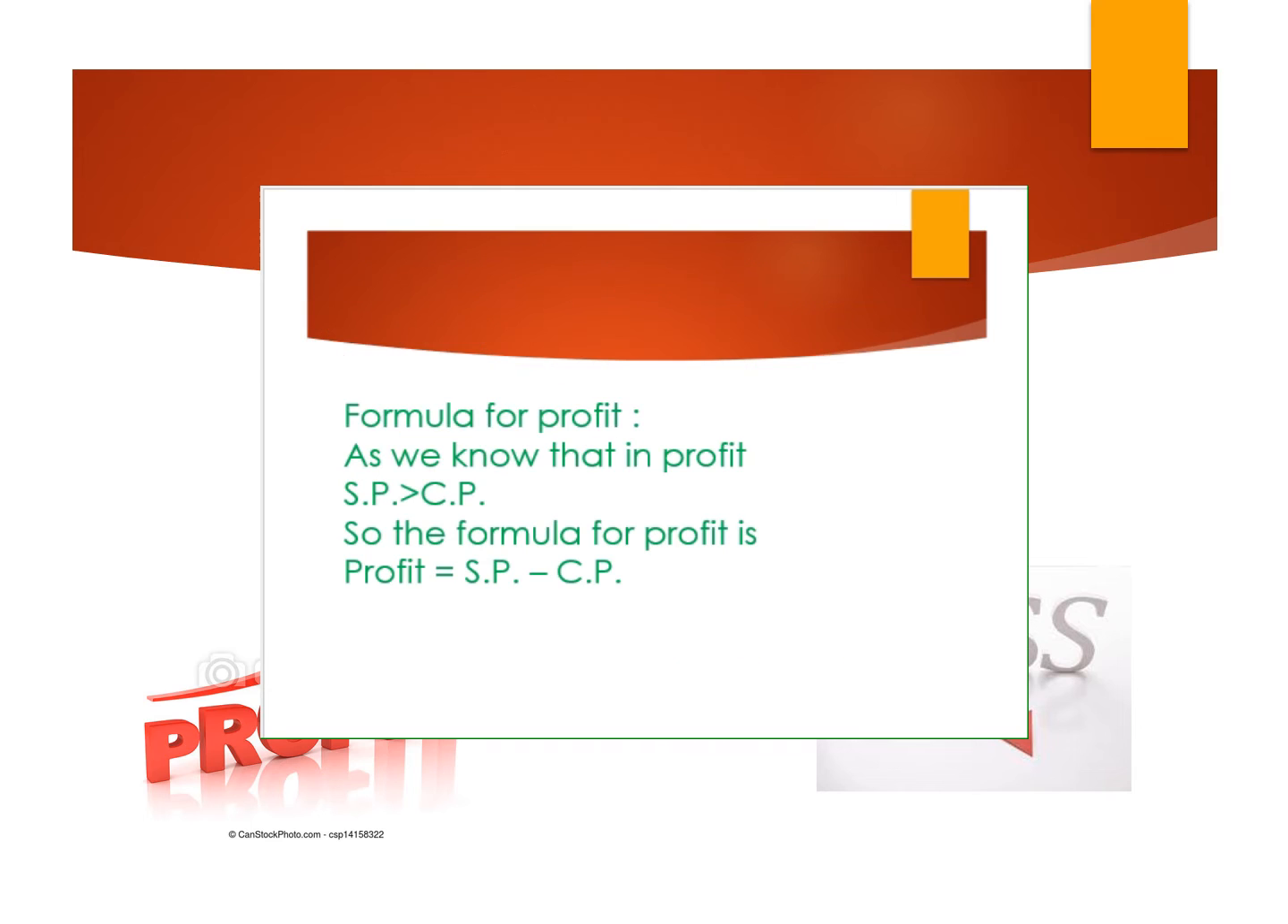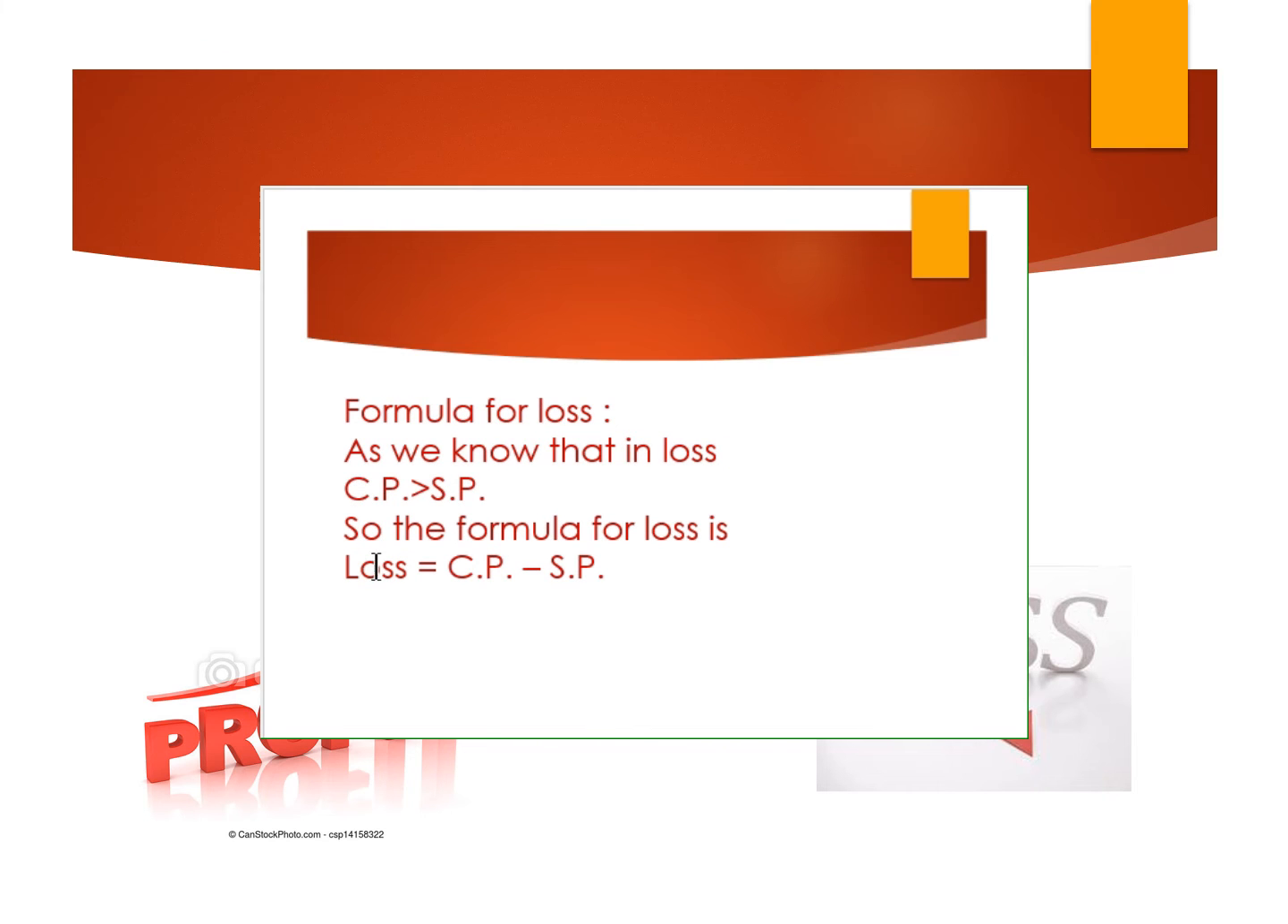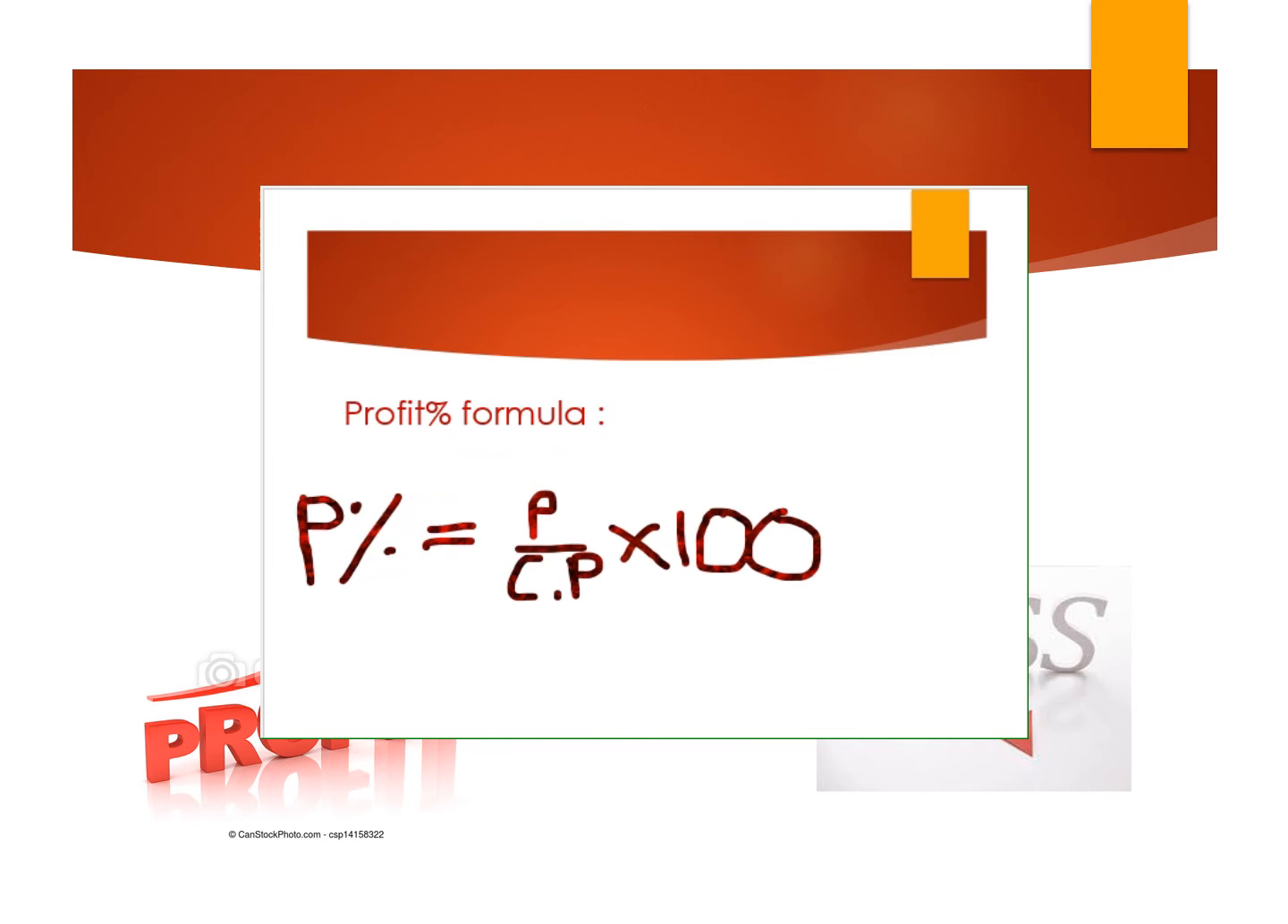Okay, now let's move on. Profit percent. As we know that in profit, SP is greater and CP is smaller. So profit will be found as SP minus CP, right? So the profit percent will be found in this way. Profit percent formula: profit percent is equal to P, that is profit, upon CP multiplied by 100.